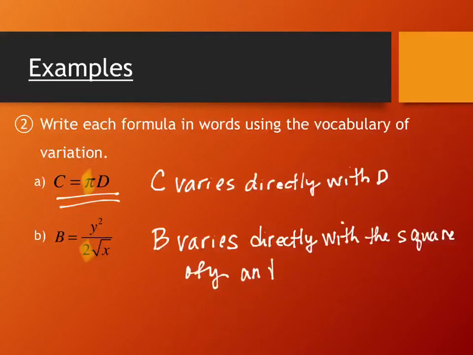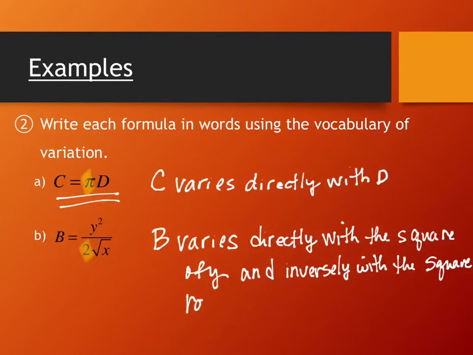And inversely, what's on the bottom? Right, with the square root. Make sure that the word root shows up. Square root of x. The 2 is the constant of proportionality, much like the pi was in the previous one.